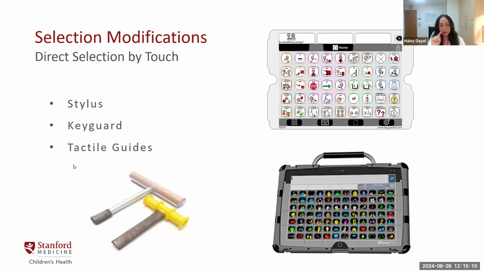This one has little raised areas on the key guard. It's a little hard to see in the image, but there are little bumps and lines that they're able to feel. You could also make something like this. You could take a key guard and add things like adhesive dots or Velcro to make it easier to feel.